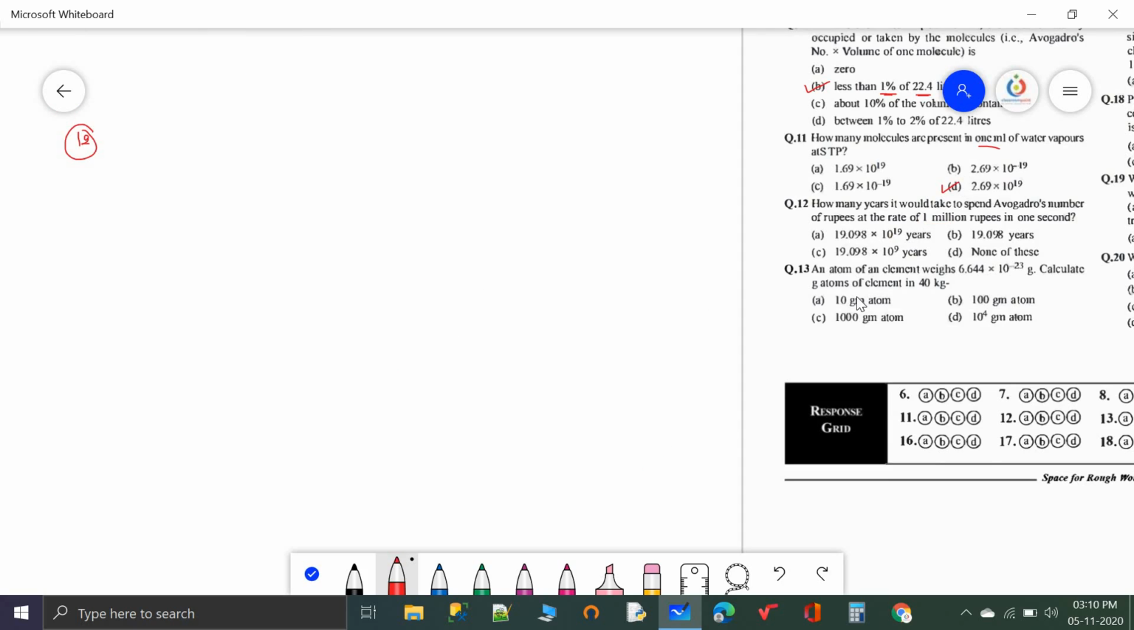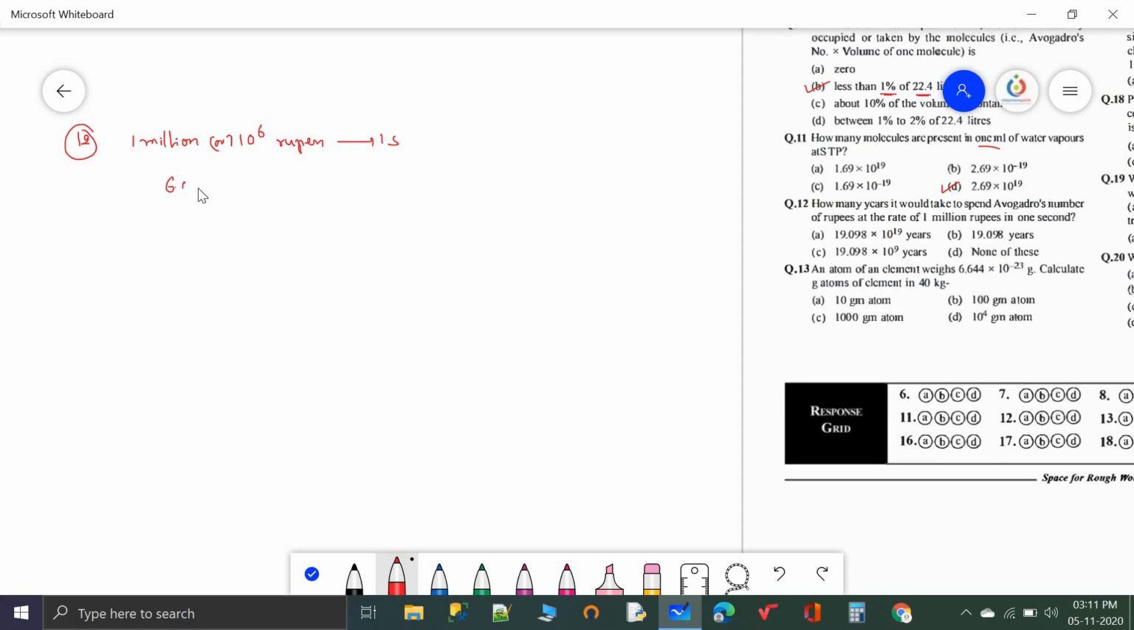So question number 12. How many years would it take to spend Avogadro's number of rupees at the rate of 1 million rupees in 1 second? So first of all, let's try to write down 1 million. So 1 million is equal to 10 power 6. So these many rupees they are spending for each second.